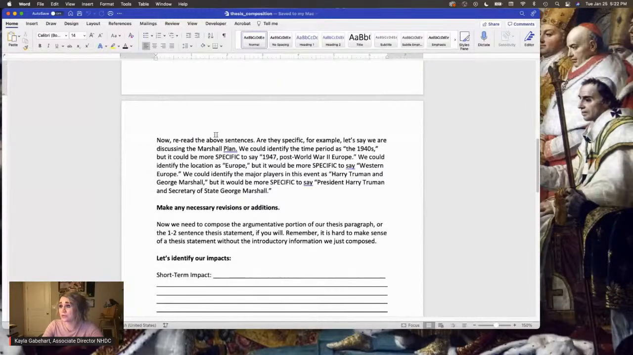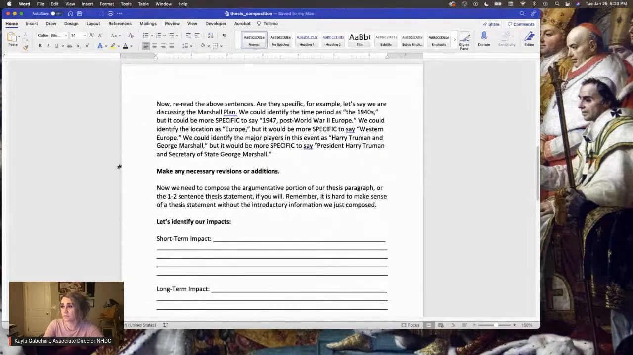Okay, now we're going to reread the above sentences. Maybe I write that on a Wednesday and I don't look at it again until a Friday because I need a break to let my mind kind of recover from all that writing I did. And when I come back to it with fresh eyes, I'll be able to say, oh, I could be more specific here, more specific there. So like I said, you're going to make any necessary revisions or additions.